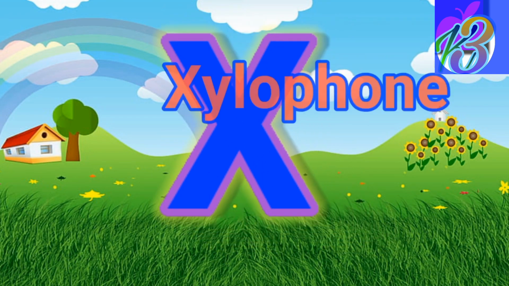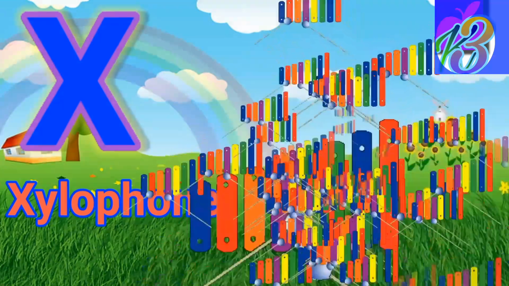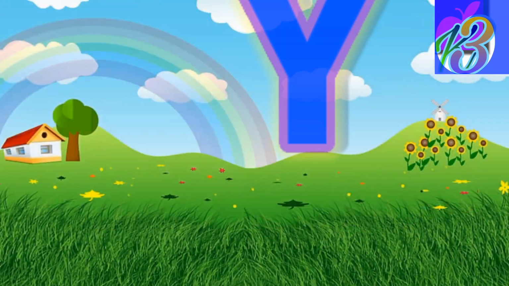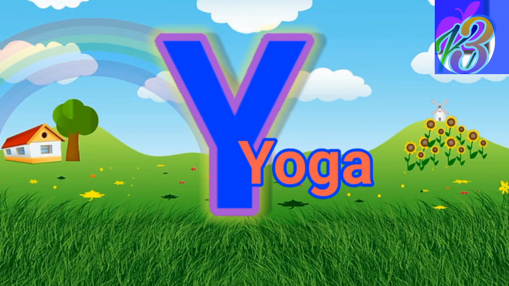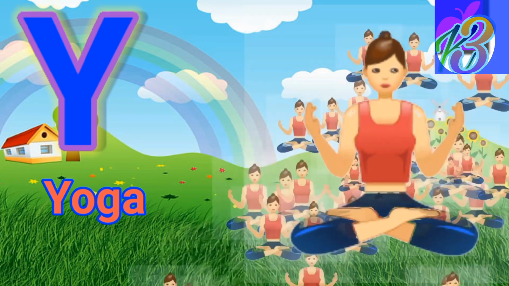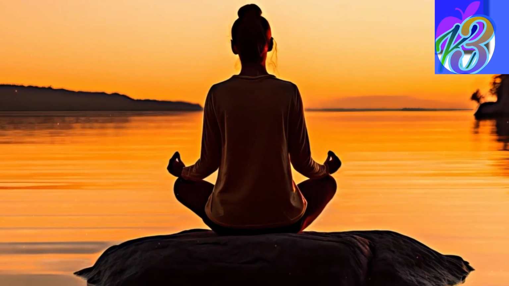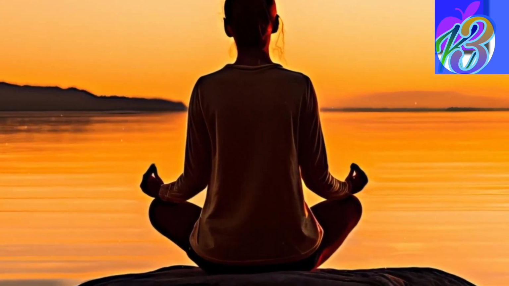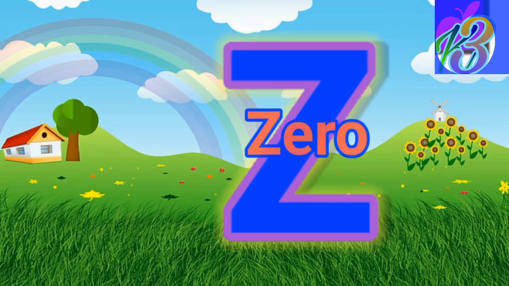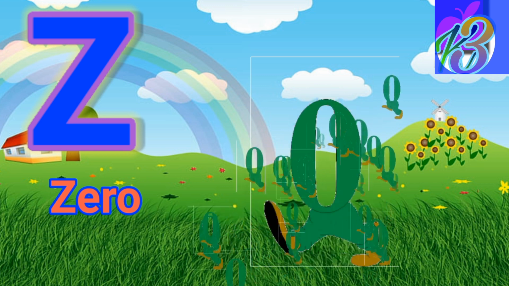Next time won't you sing with me? X for xylophone. Y. E, F, Y for yoga. I, J, Y for yoga. Q, R, S, T, U, V, W, X, Y, and Z. Now I know my ABCs. Next time won't you sing with me? Z for zero.